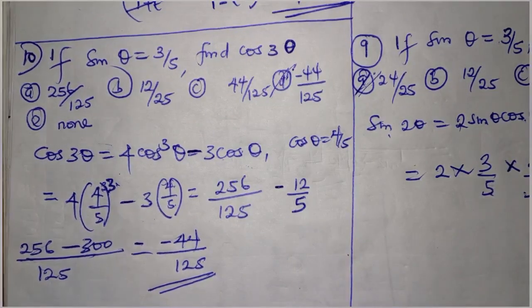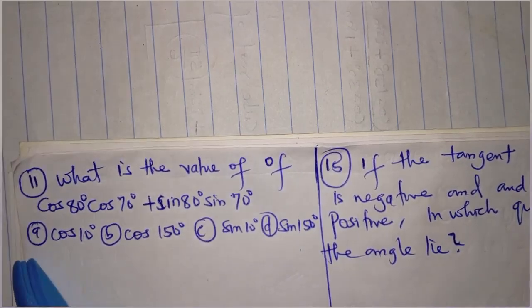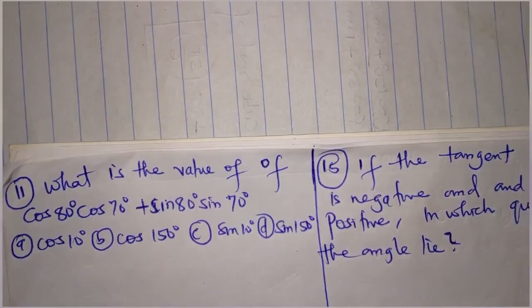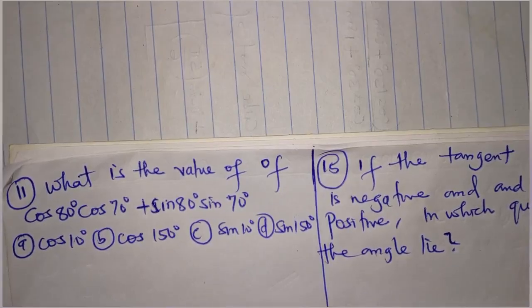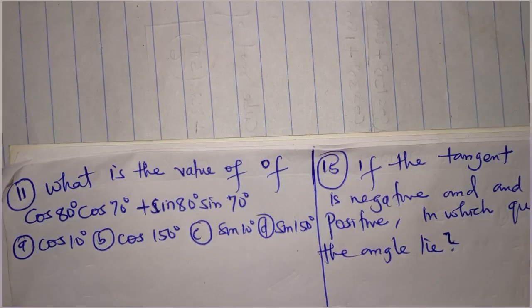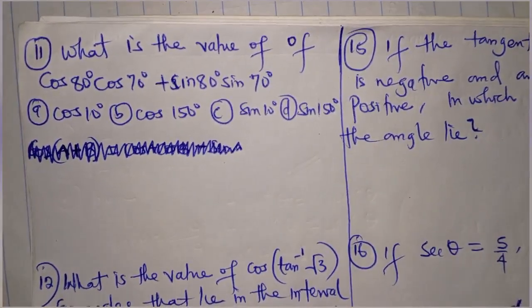Let's see question 11. Question number 11. What is the value of cos 80 degrees cos 70 degrees plus sine 80 degrees sine 70 degrees? Alright. To solve this question, we don't need to punch a calculator because the options are not in decimal values or fractions, but are expressed in terms of cosines and sines of angles. To solve the question very easily, we use the identity.